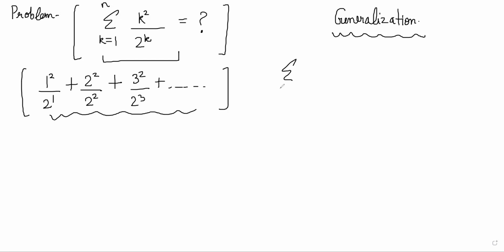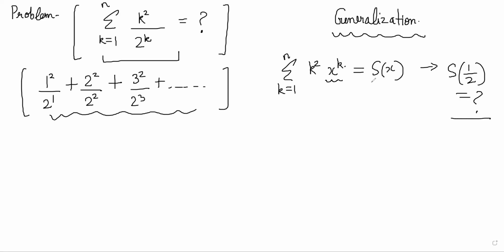Instead of trying to find k square by 2 power k, I'm going to find the sum of k equal to 1 to n, k square into x power k, where x is a variable, and I will call this a function of x, s of x. Later my job is to find s of half, right? If I put x equal to half, I get the series that I need, and I'm going to try to evaluate s of x.